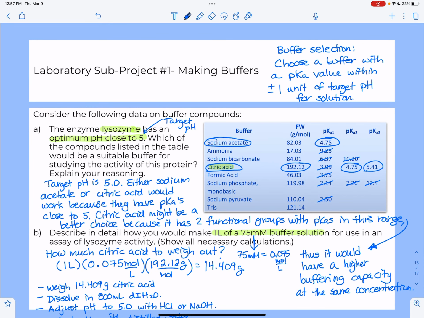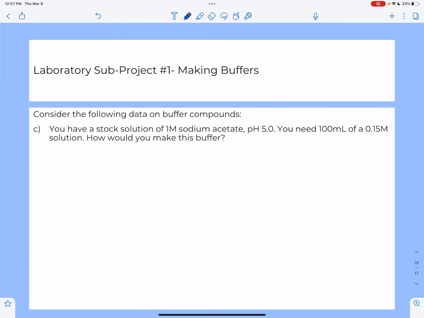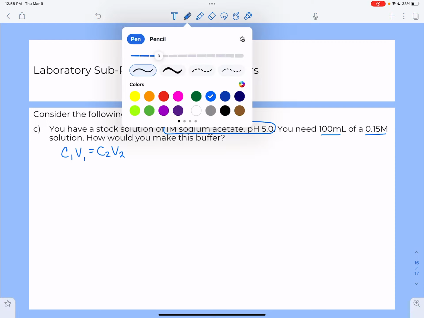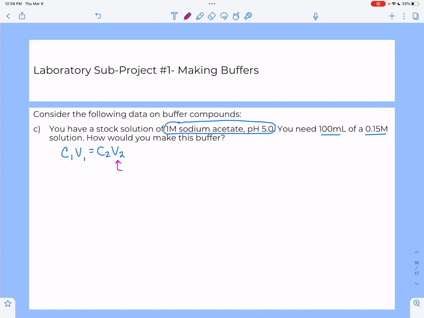Okay, we also make buffers by diluting things. Okay, so here we are. We have a stock solution of sodium acetate pH 5. So if we had that in the lab, we could just dilute it. So we need 100 mLs of a 0.15 molar solution. So how would we make it? So this is where we do C1V1 equals C2V2. Okay. And in this case, we need to know what volume to use. So we're looking for V2 is our unknown.